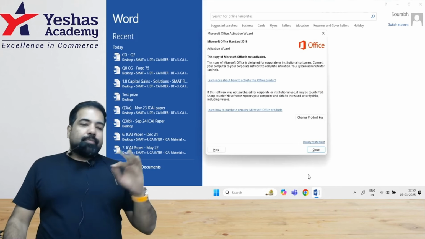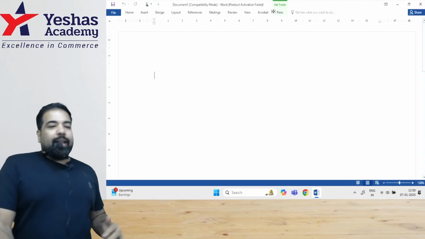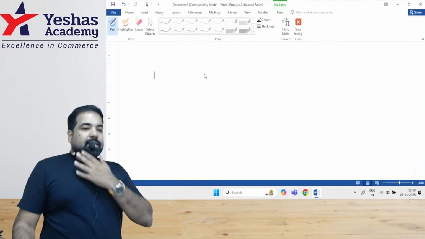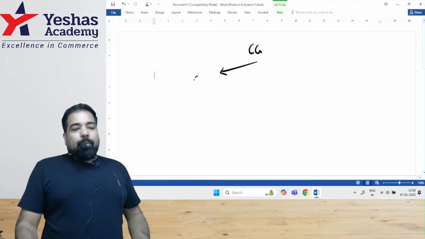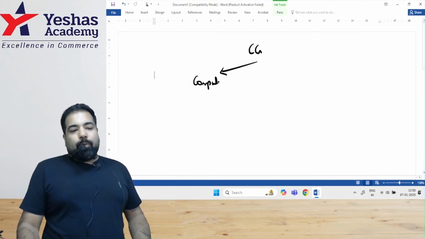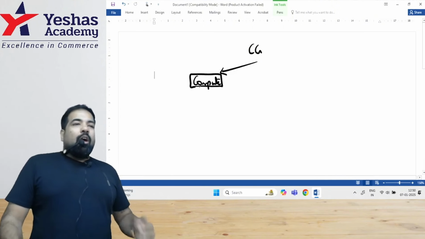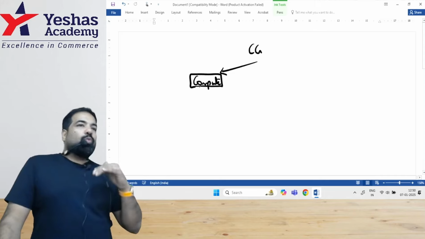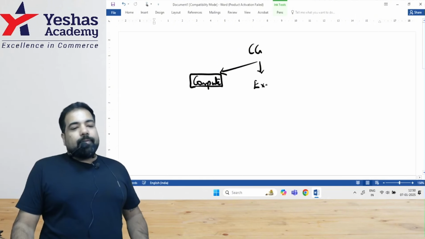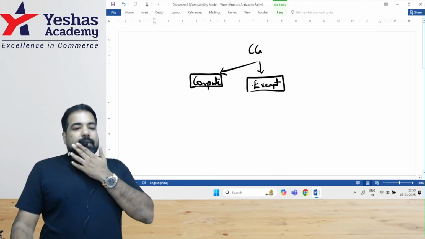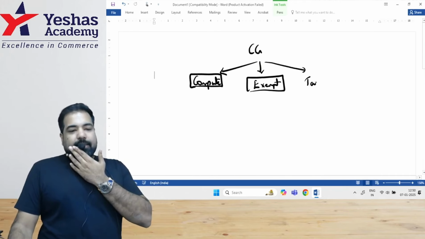Everyone, capital gain, no book will tell you, but it's divided into 3 parts, guys. What is the first part for capital gain? Computation or calculation, where you compute how much is your capital gain. But obviously, guys, you want to have gains, but you don't want to pay tax. So can you exempt it? Yes. And last, guys, there is something called tax.